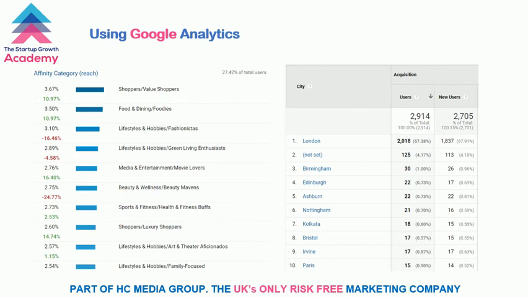We can then start to see on the left-hand side what they're into. I know this might be a bit random, but females aged 25 to 34 are interested in shopping and food and dining. Who would have thought that? But it's a really good thing to look at. We can see what they're interested in, what they're doing.